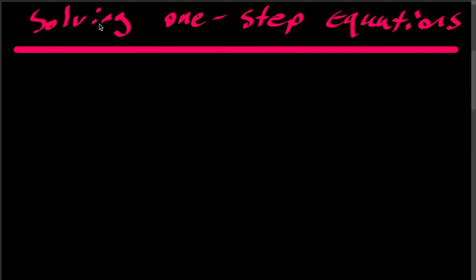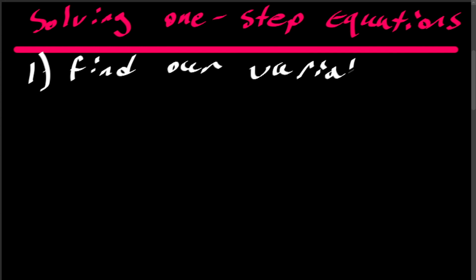So in this video we're going to look at solving one-step equations. First, let's get an overview of what the steps are to solve a one-step equation. For step 1, we want to find our variable. We'll look at that in a second, but for now let's just make a note of that. We want to find or identify our variable.